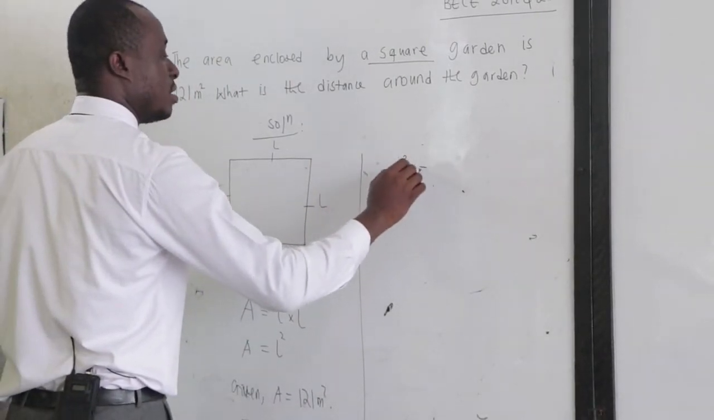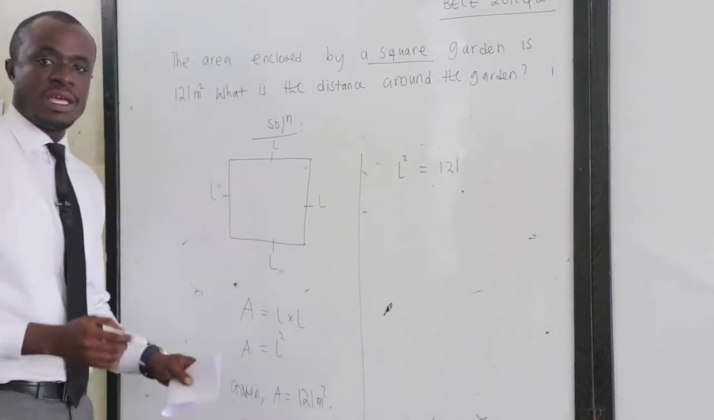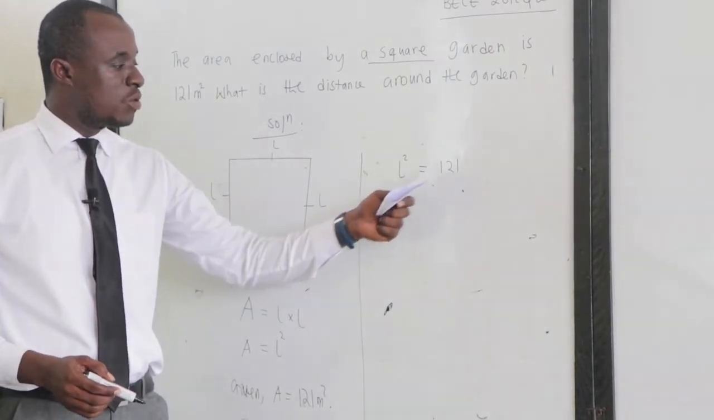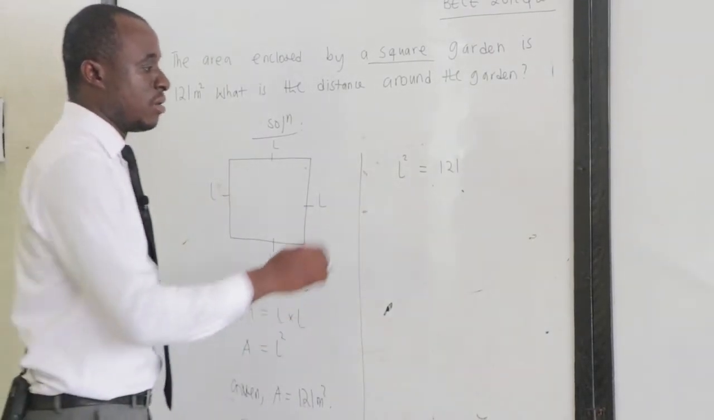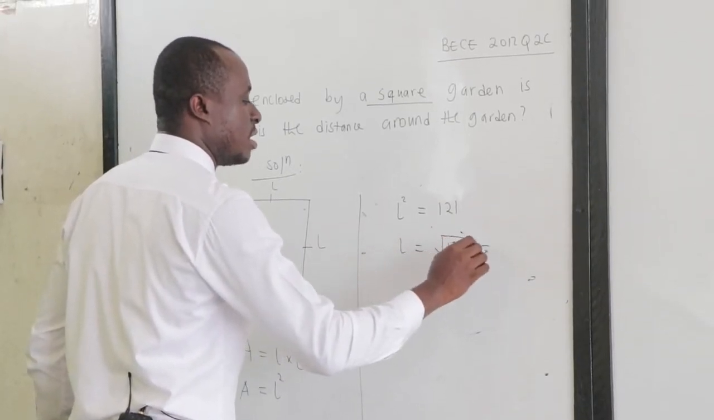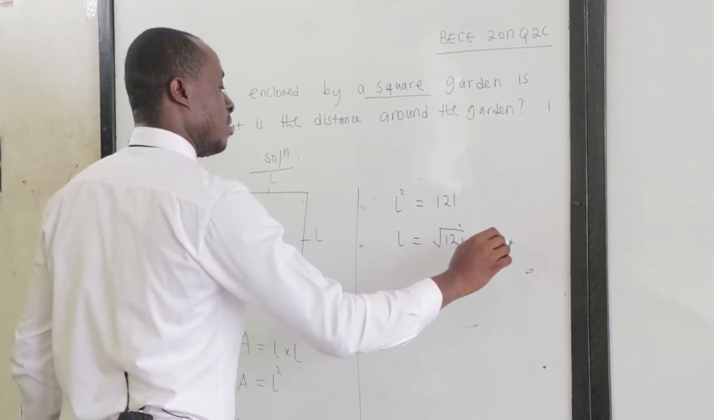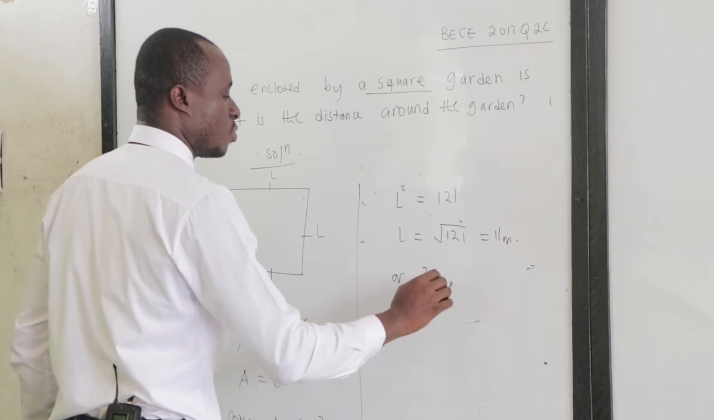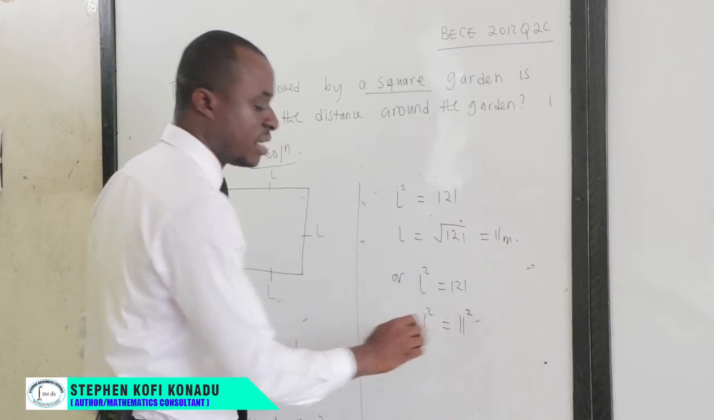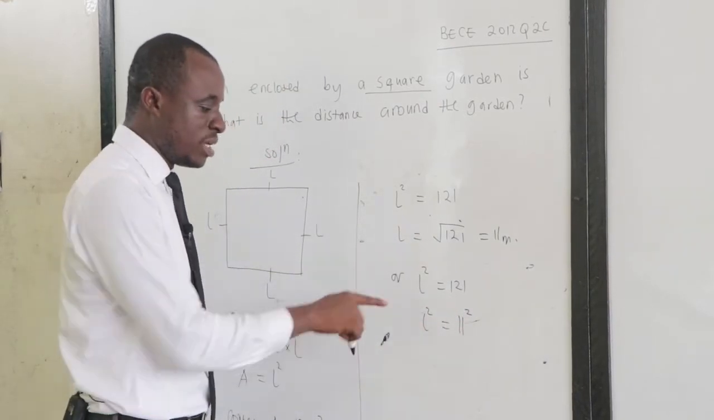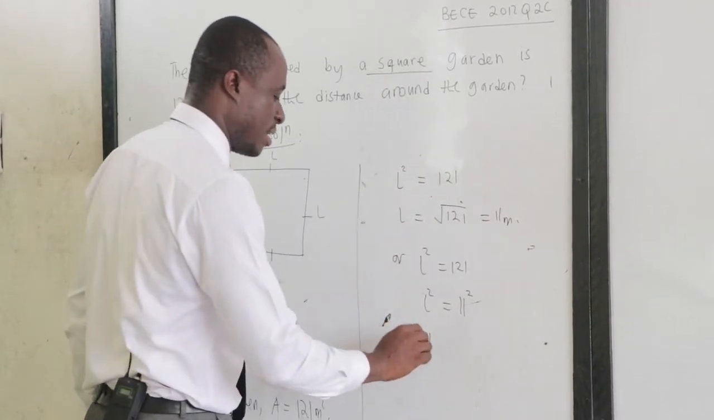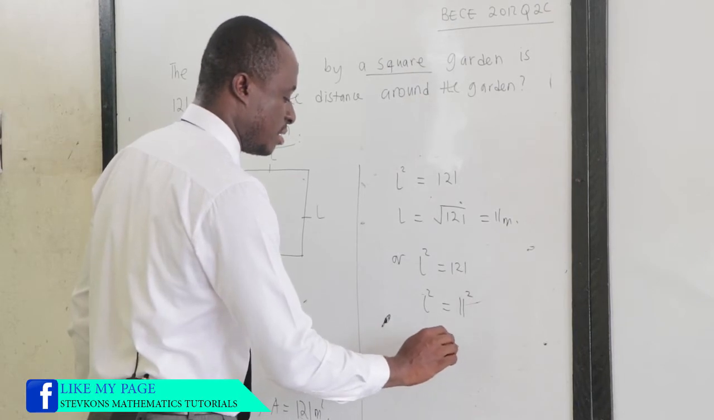Clearly, L squared is equal to 121 because the area has been given. So L squared, which is the area of a square, is equal to 121. That's what has been given. Now we take the square root of 121, which is 11 meters. L squared equals 121, and we can change 121 to 11 squared because 11 times 11 is 121. When the exponents are the same, we equate the bases. So from here, L is equal to 11 meters.